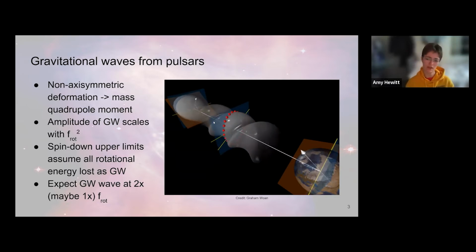There are also other processes which can cause emission at exactly the rotation frequency. A couple of examples are if the pulsar is free precessing, or if the pulsar has, for example, a superconducting core, which is rotating independently of the rest of the pulsar, then you'll cause emission at just once the rotation frequency.